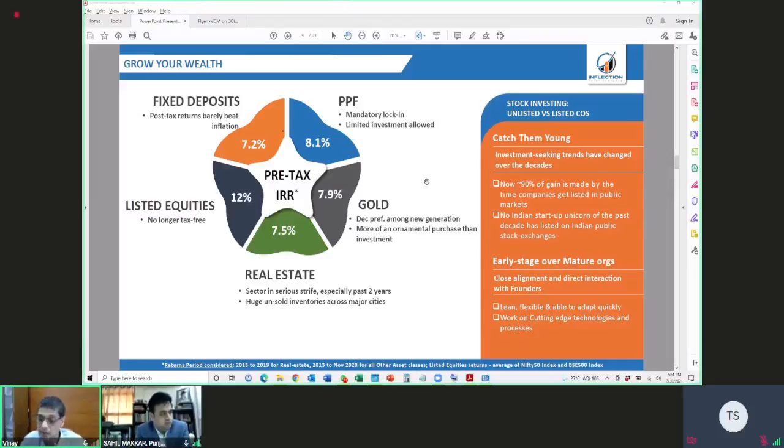Real estate, by the way, is the largest amount of money blocked in this country. I can almost bet and guarantee that 80% of the people in this room, 80% of your wealth is still locked up in real estate. And by the way, real estate has not gone anywhere between 2012 and 2020. Only a few pockets of the country where real estate has grown. So, question is, where are the returns?